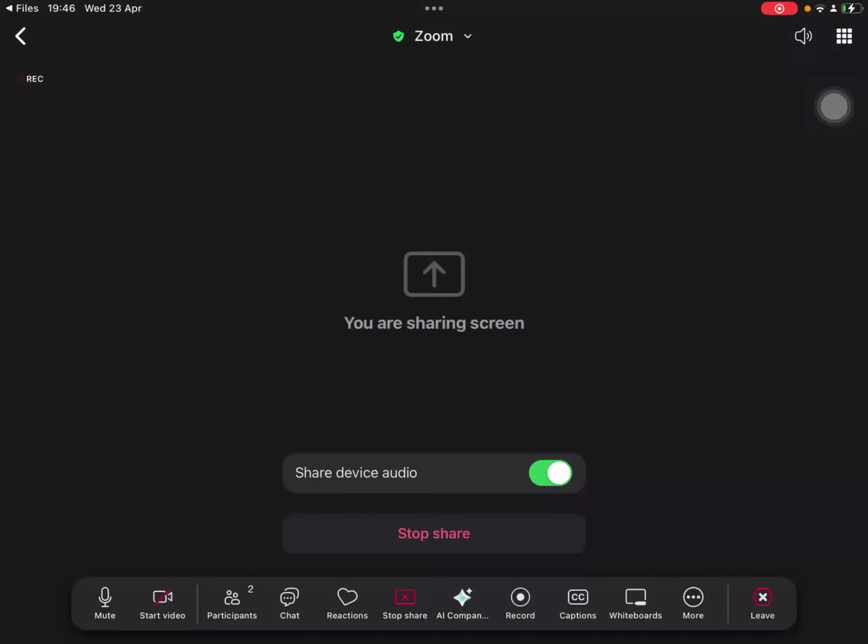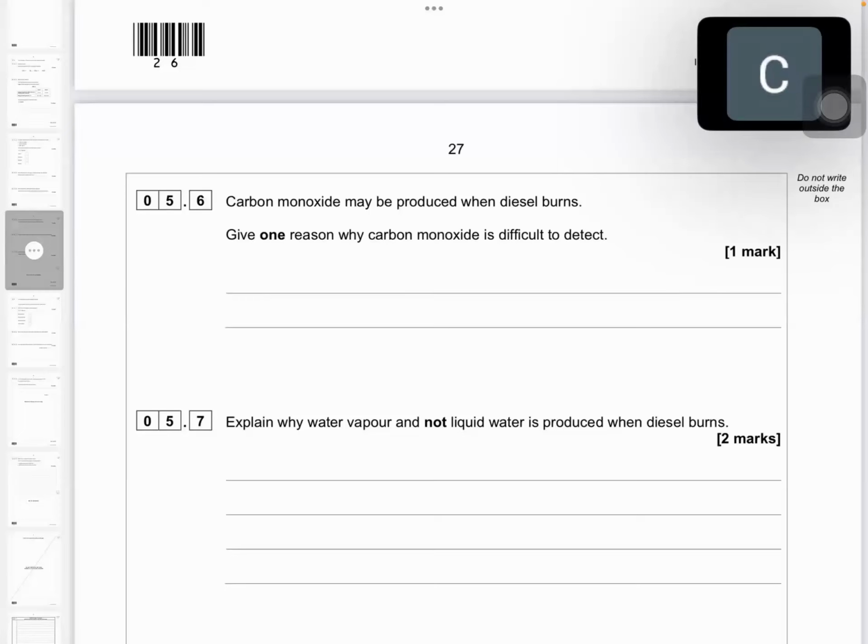So it's colorless. And odorless. Did you stop sharing? Yes, and odorless. Yes. Okay, it's back now. Okay. All right. So it's just the physical properties they're interested in. That's fine. Okay, move on.